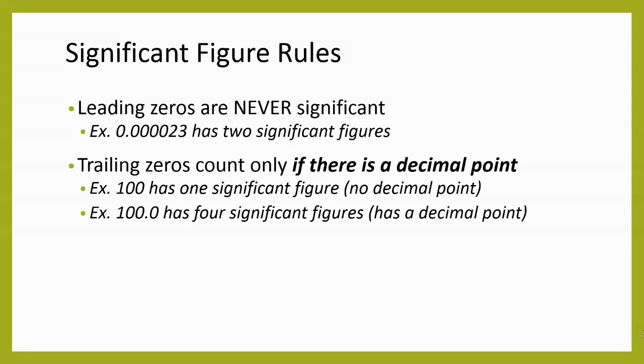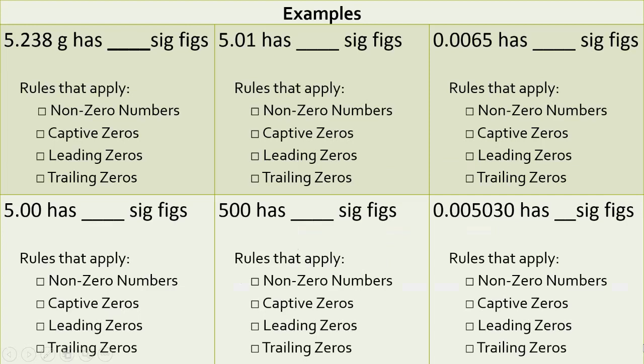And then the final category, that final rule, is a little more complex because it has to do with whether or not we have a decimal point. So trailing zeros, ones that come at the end, like a trail on a dress, only count if there is a decimal point. So the number 100 with no decimal points only has one significant figure because it's about 100. Could be a little bit more, could be a little bit less, we don't know. But the number 100.0 has 4 significant figures because we know someone took the time to get that more detailed measurement.